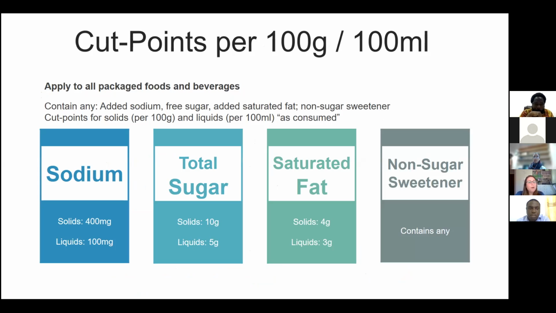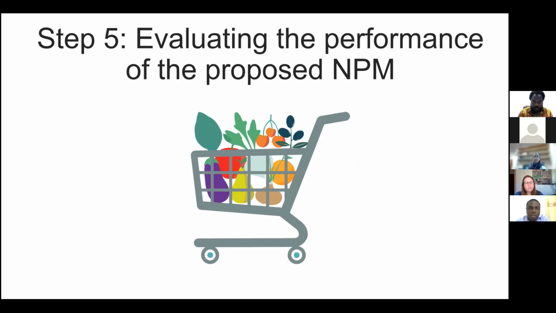So what we propose is that the cut points, as they are displayed on this slide, are for all packaged foods and beverages that contain any added sodium, free sugar, added saturated fat, or non-sugar sweetener, and that the cut points apply per 100 grams for solids and per 100 mils for liquids in the as consumed format.